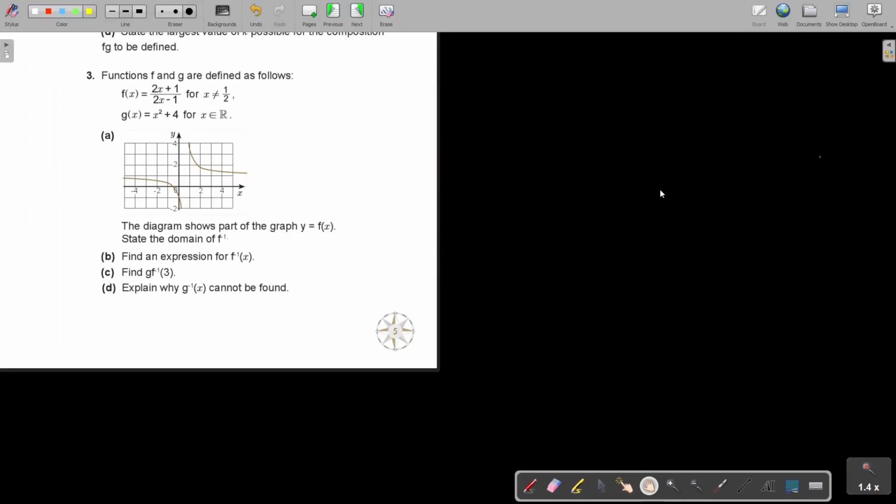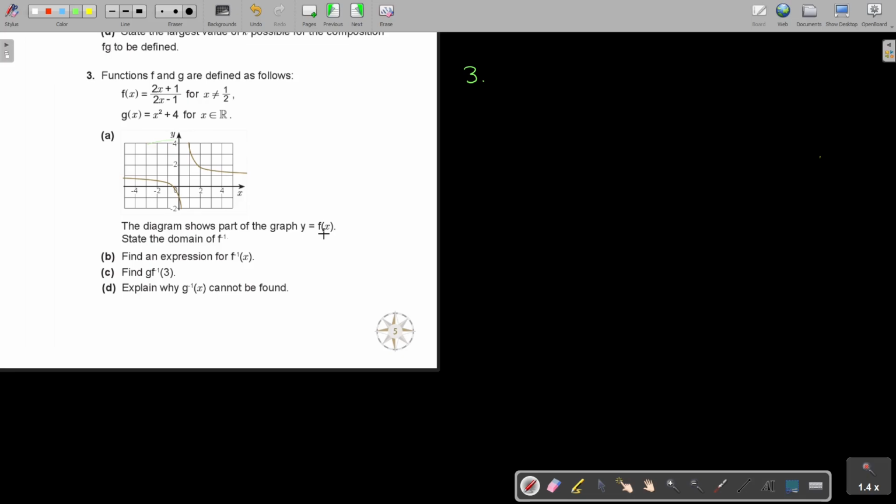Okay, let's do the final question in this video. It's a bit of a long video, but I really just wanted to do these 3 examples. Let's start with number 3. It's nice if they give you a sketch, because then it's so much easier to see the range and the domain. So functions f and g, they give you the 2 functions, f and also g, the quadratic. This is function f on the graph. The diagram shows part of the graph y equals f(x). State the domain of the inverse.